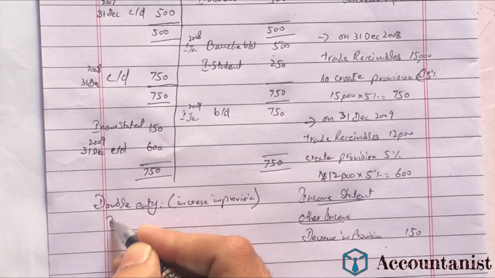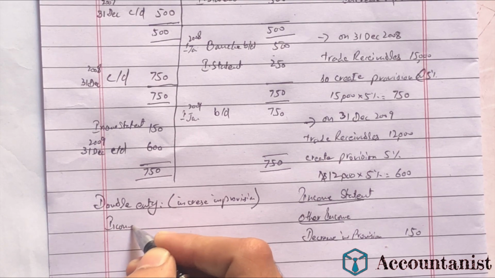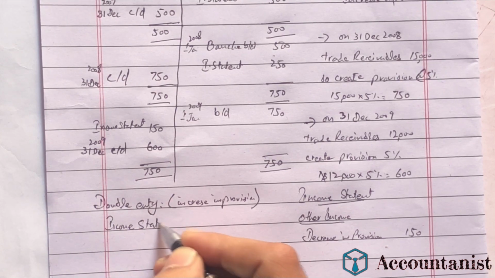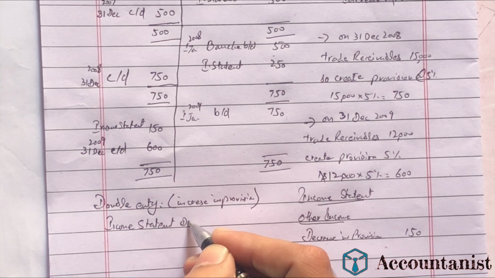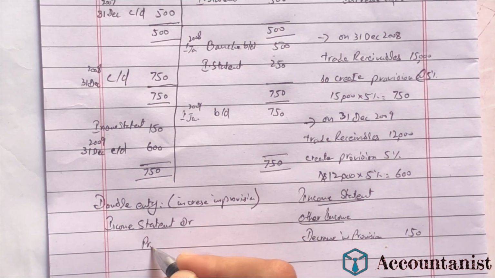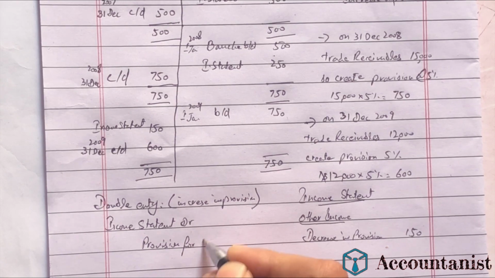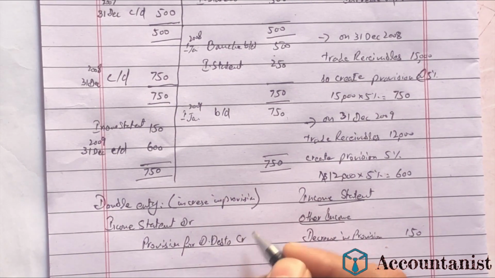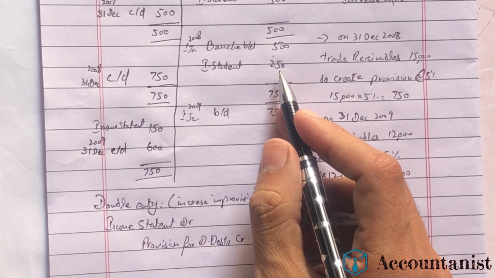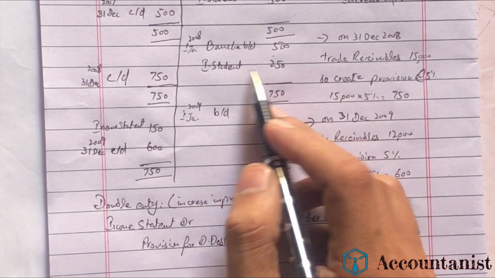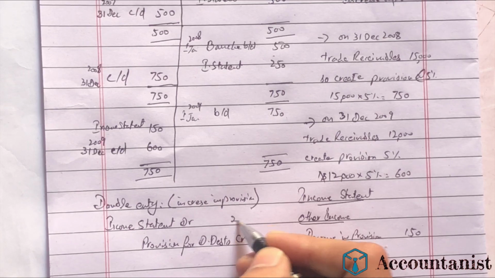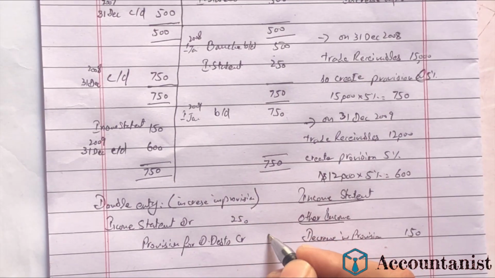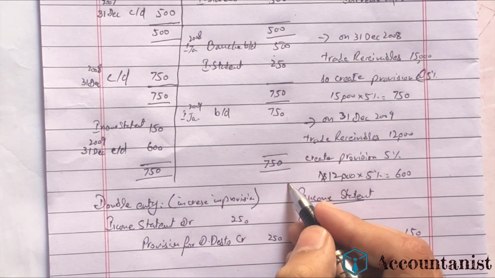So we'll write down here income statement debit and provision for doubtful debts credit. So the amount will be written in front of this income statement. Which means the only amount that is going to be increased is not the closing balance.